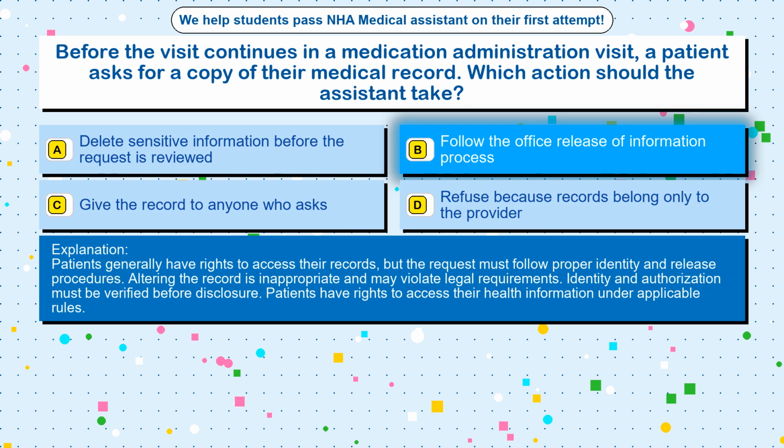Patients generally have rights to access their records, but the request must follow proper identity and release procedures. Altering the record is inappropriate and may violate legal requirements. Identity and authorization must be verified before disclosure. Patients have rights to access their health information under applicable rules.